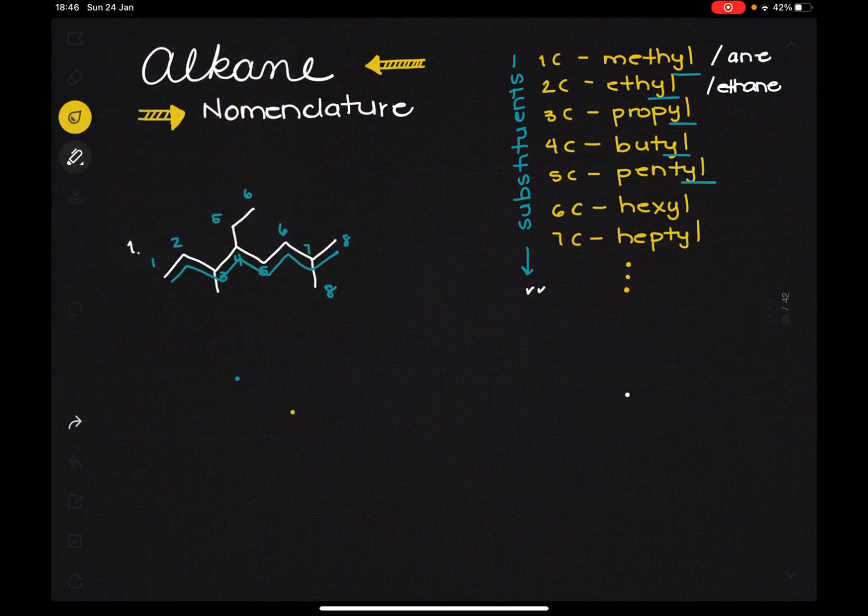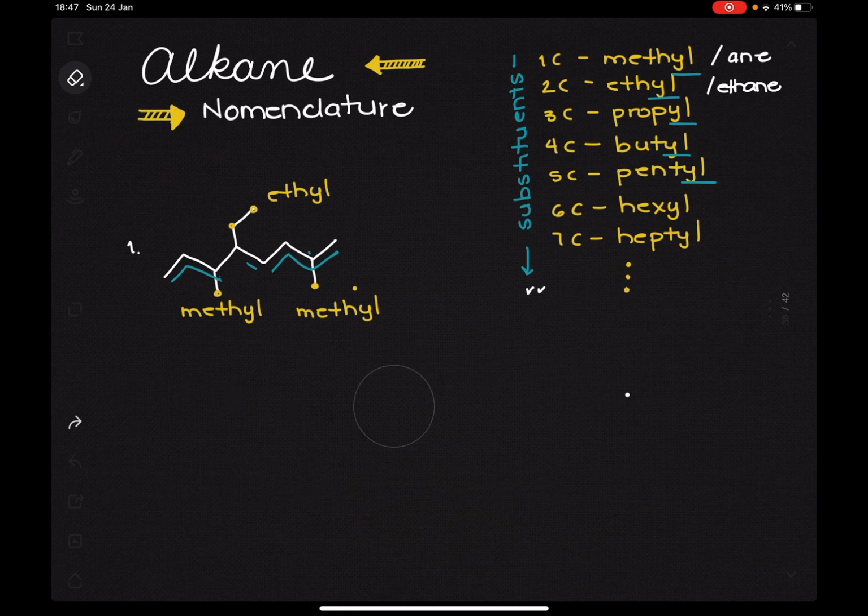So we have here a 1 carbon and a 2 carbon substituent. So this is going to be a methyl. This is going to be a methyl. And this is going to be an ethyl. So let me erase the extra numbers so we can just see my structure. So I'm going to erase these numbers. Okay, so now I have my structure.